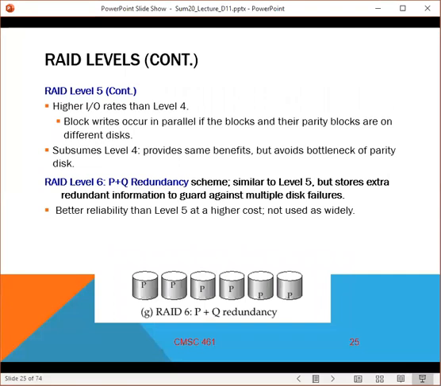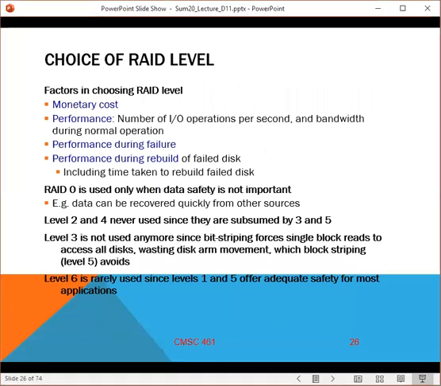And then level 6, similar to level 5, but stores redundant information to guard against multiple disk failures rather than just one disk failure. Some of the factors affecting your choice of RAID level: the cost, the performance you need, where do you need the performance? Do you need it in improving the read speed, or do you want improved reliability and tolerance of failure? And then how easy is it to rebuild a RAID system in the event of a failed disk?